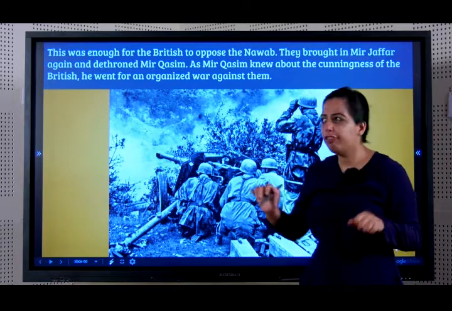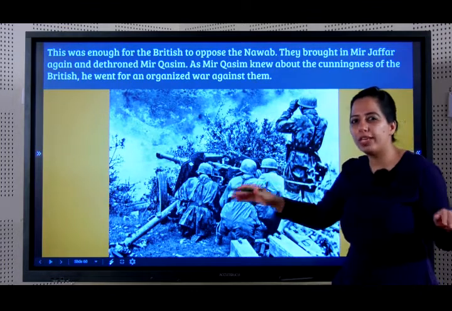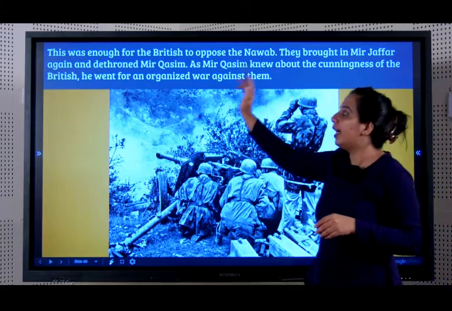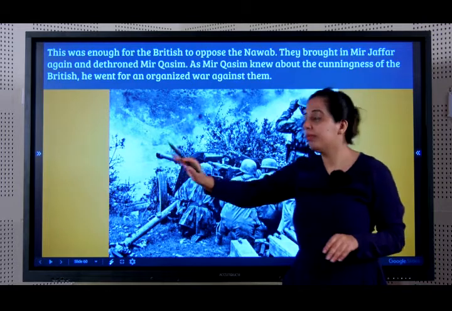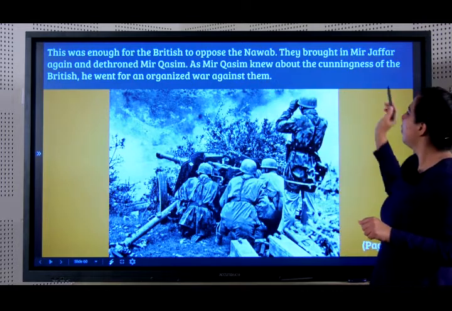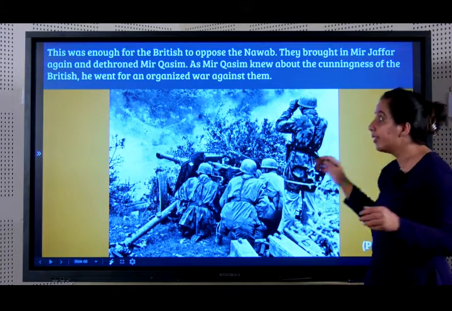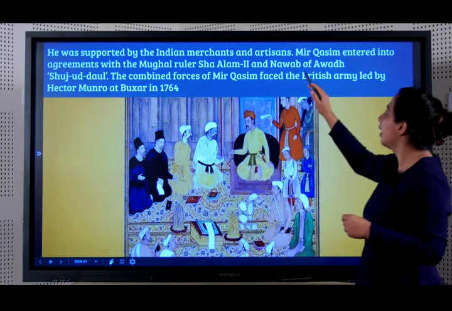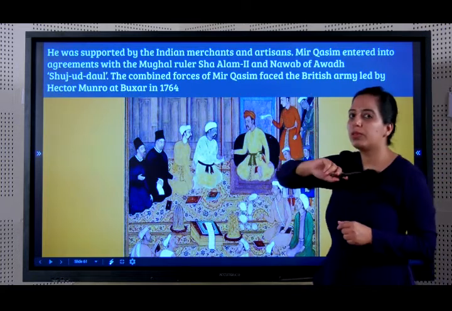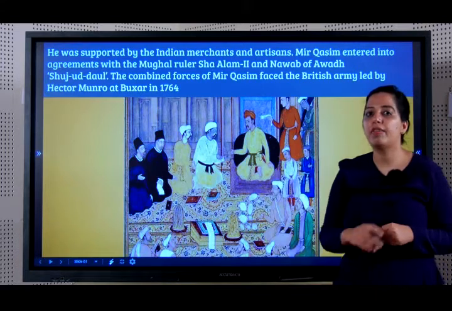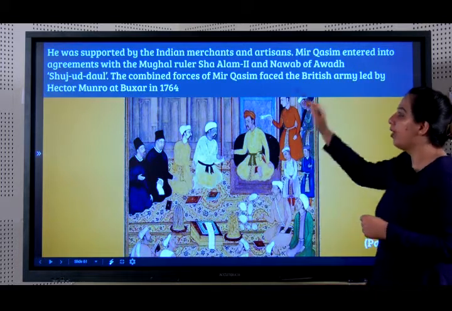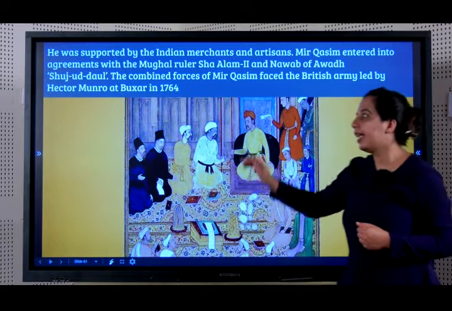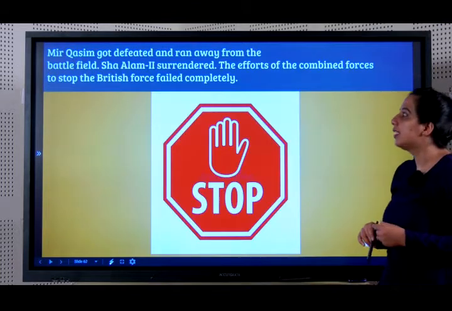So this was enough for the British to oppose or to go against the Nawab. They brought Mir Jafar. If you remember, they had removed Mir Jafar and they dethroned, they removed Mir Qasim. So Mir Qasim knew about the cunningness of the British. So he organized a war against them. He went and took the support of all these merchants and artisans. He also entered agreements with the Mughal ruler Shah Alam II and Nawab of Awadh, Shuja'ud-Dawla. They all met, and who came from the British side? Hector Munro came from British side and they fought the Battle of Buxar in 1764.